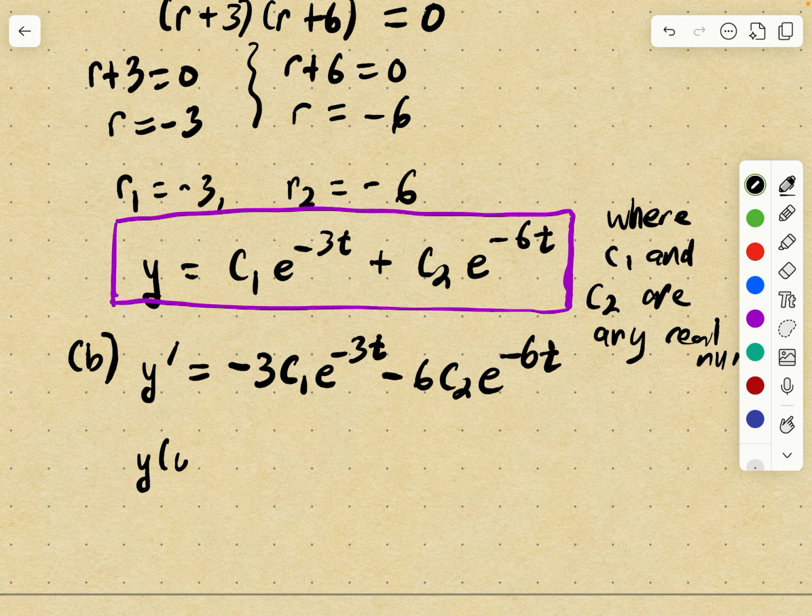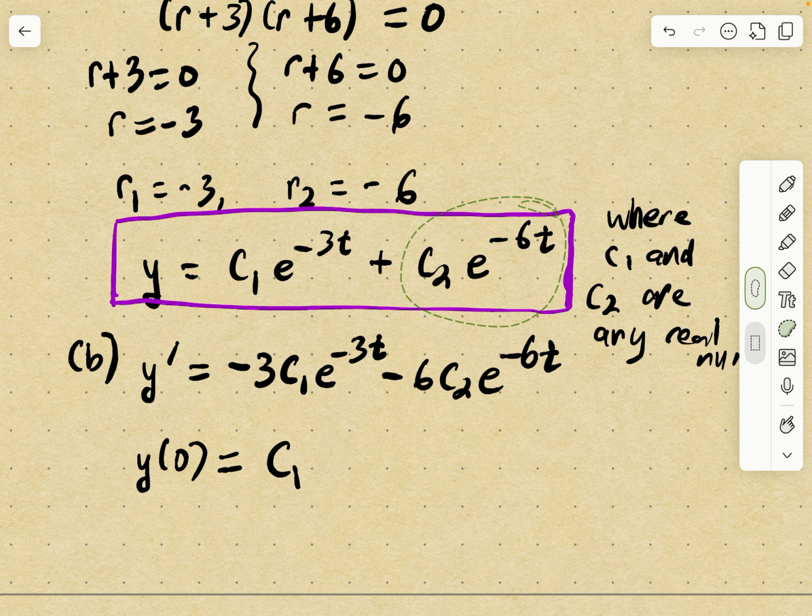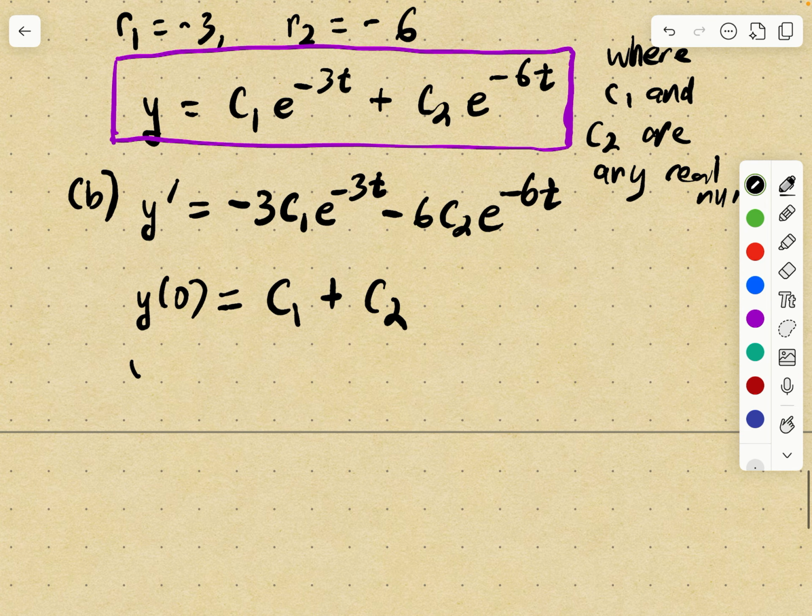We know that y of 0 is, what do you get when you plug t equals 0 into your y? You're going to get c1 times e to the 0, which is c1, and then plus c2. So it's c1 plus c2. And then I do the same thing for y prime. If I plug in 0, I'm going to get negative 3 c1 minus 6 c2.